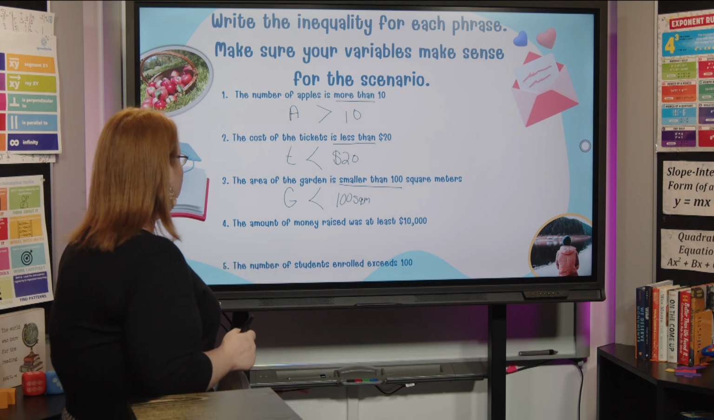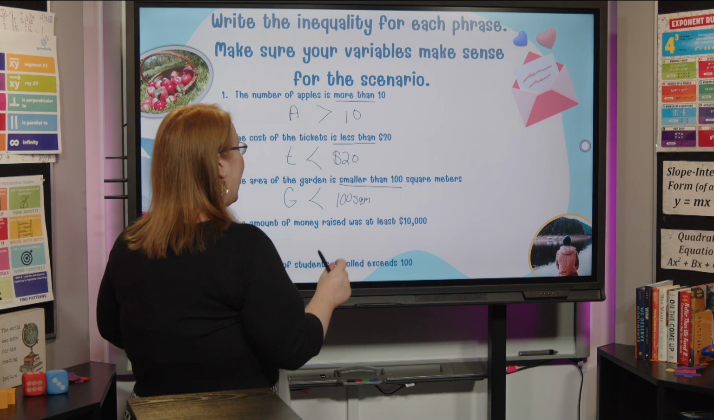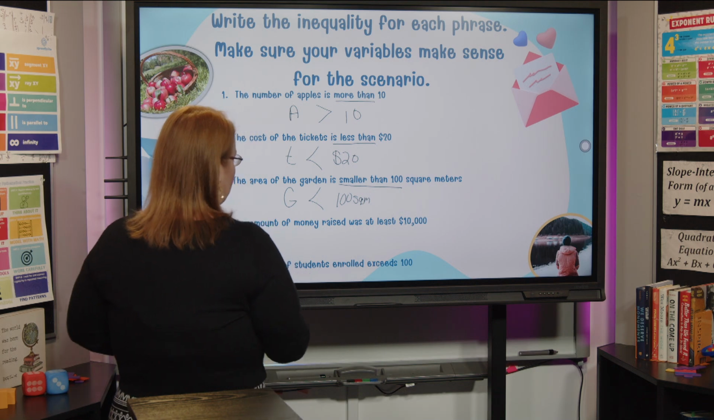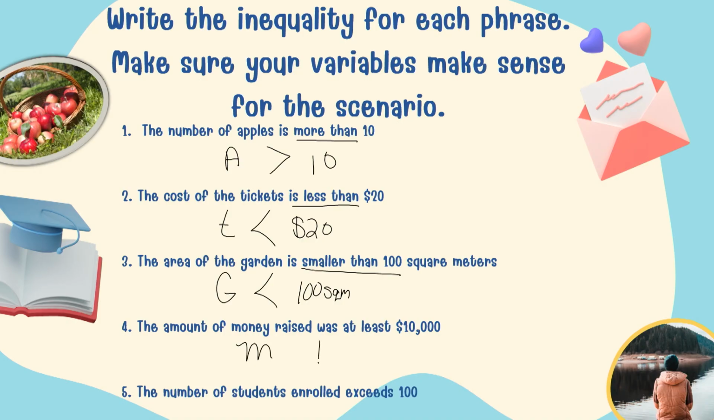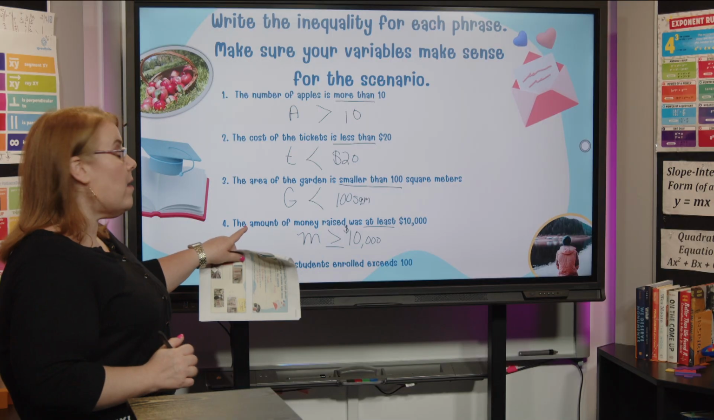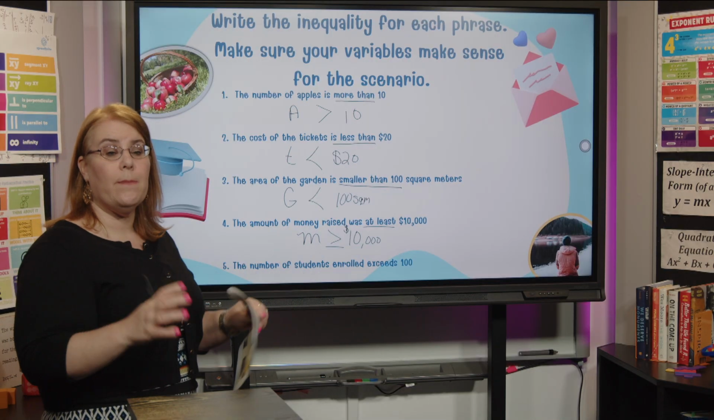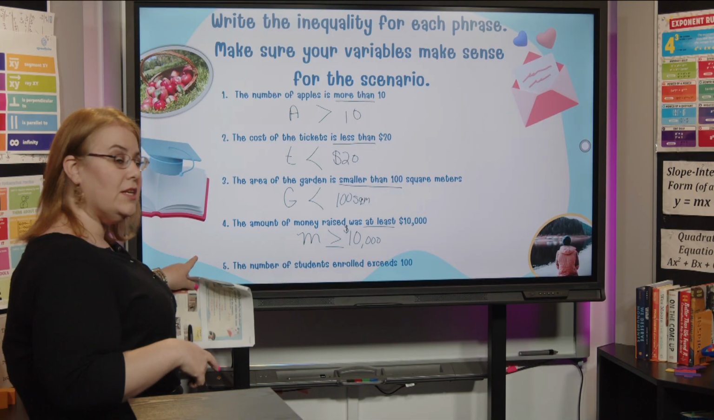All right, number 4, the amount of money raised was at least $10,000. So we've got money. I've got $10,000. We'd all like to have that. So it says at least. So that means it can be bigger or it can be equal. So my M, or my variable, is going to be the bigger one in the relationship. Let's look at the last one.